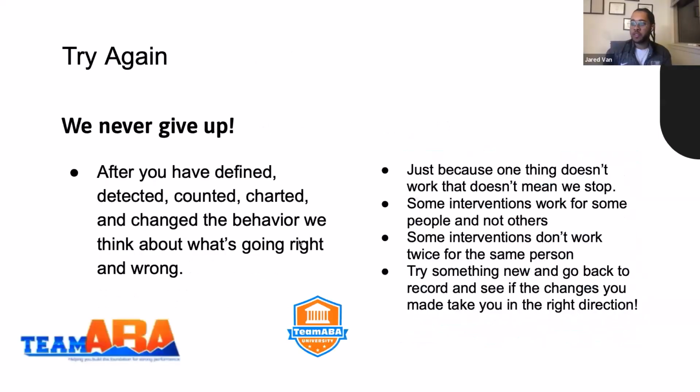And then the final of the four is try again. We never give up. After we've defined, detected, counted, charted, and changed the behavior, we think about what's going right and what's going wrong. Just because one thing didn't work doesn't mean that we stop. Some interventions might work for some people, and for other people those same interventions might not work. And an intervention might not work twice for the same person. So we want to try something new and go back to record and see if the changes we make are getting the behavior to go in the right direction.